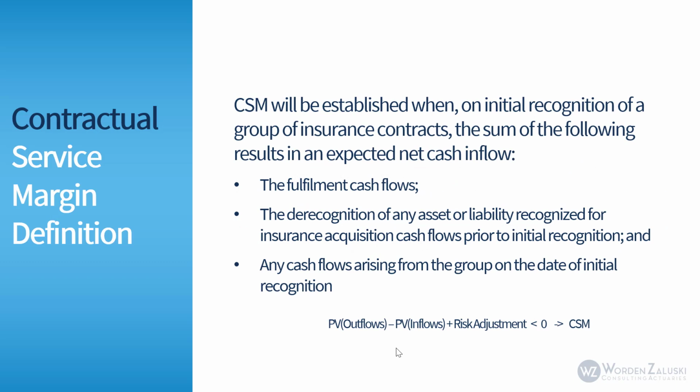The CSM is established when, on initial recognition of a group of insurance contracts, the sum of the following results in an expected net cash inflow. So your fulfillment cash flows, plus any derecognition of any asset or liability recognized for insurance acquisition cash flows prior to initial recognition, and any cash flows arising from the group on the date of initial recognition. Or in other words, the PV of your outflows minus the PV of any inflows, such as say premium, plus your risk adjustment has to be less than zero, or a negative number. And that would result in a CSM.